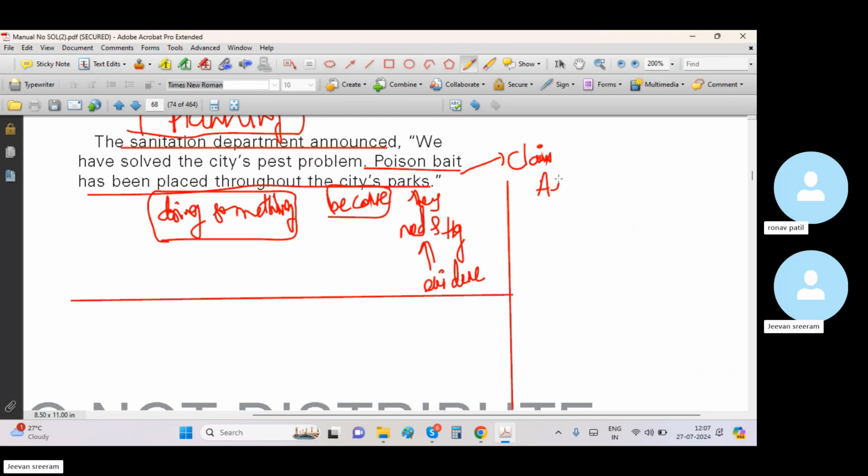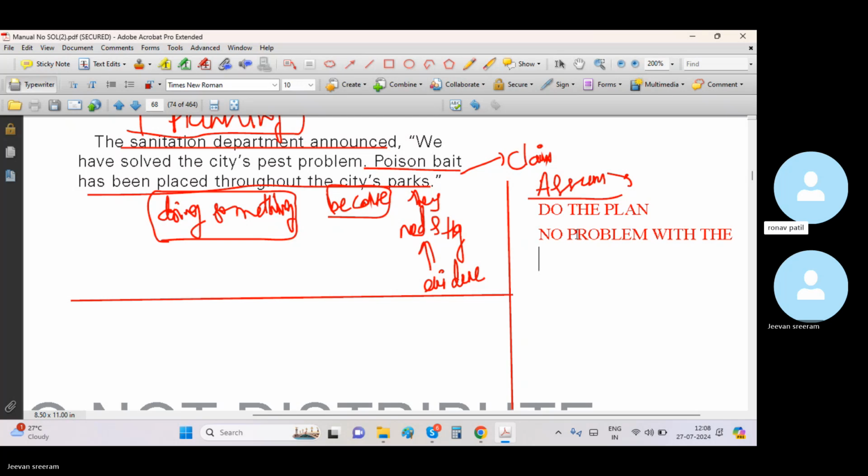So planning pattern assumptions. The assumptions are: do the plan. The author actually suggests you do the plan if you have a similar problem. The author also emphasizes, vouches for the plan, like no problem with the plan. There are no loopholes in the plan. Plan never fails. Plan works.